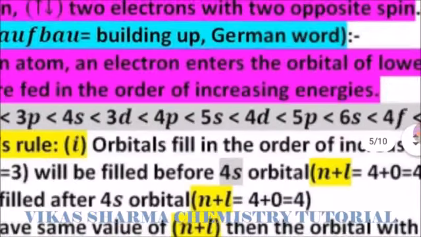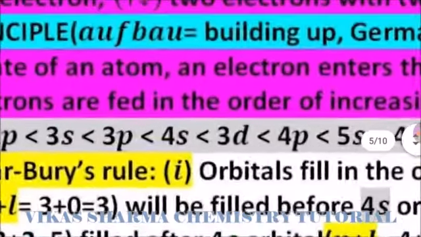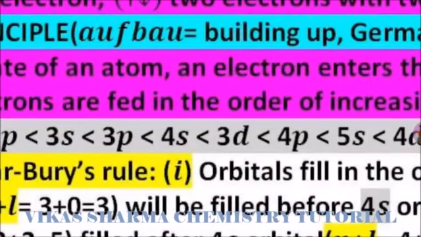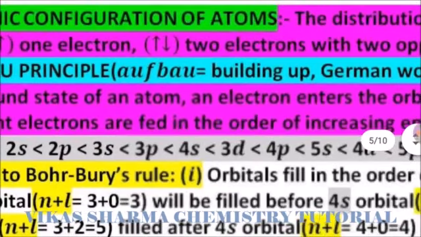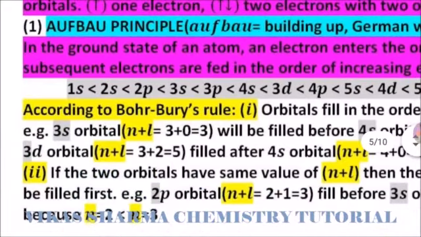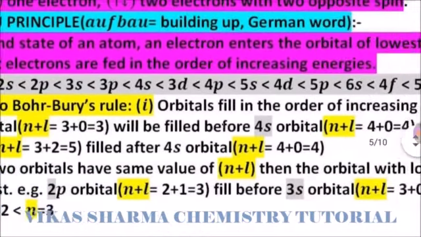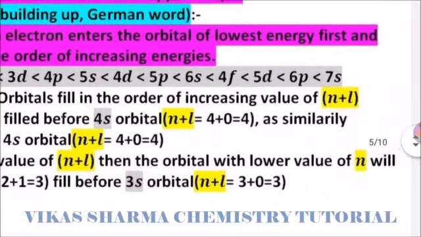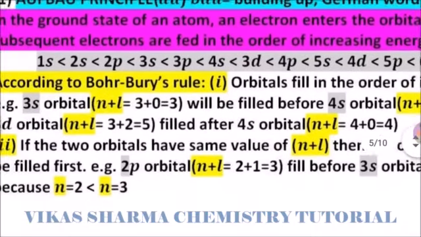So confusion is in your mind. After watching this video, you can see the 4s orbital is filled before 3d. Because 4s is at a lower energy level in comparison to 3d, this relates to the quantum number. So this case is solved by the Bohr-Bury rule. According to the Bohr-Bury rule, orbitals fill in the order of increasing value of n plus L.